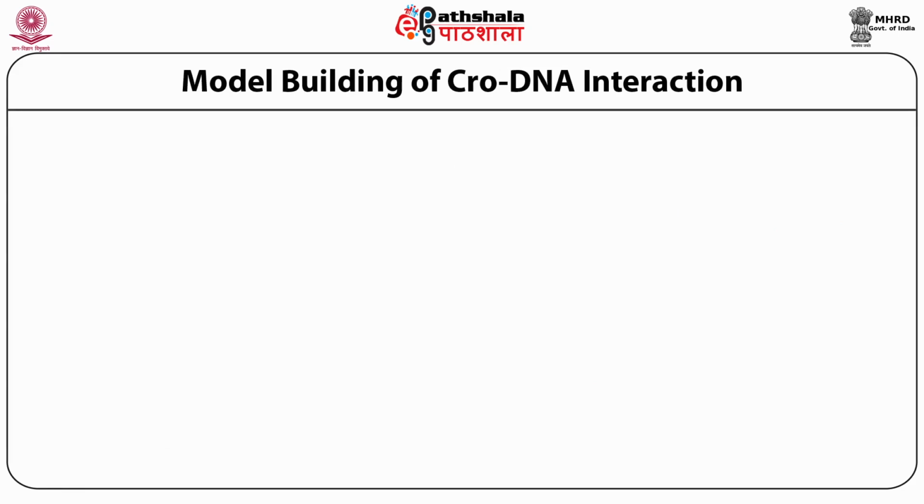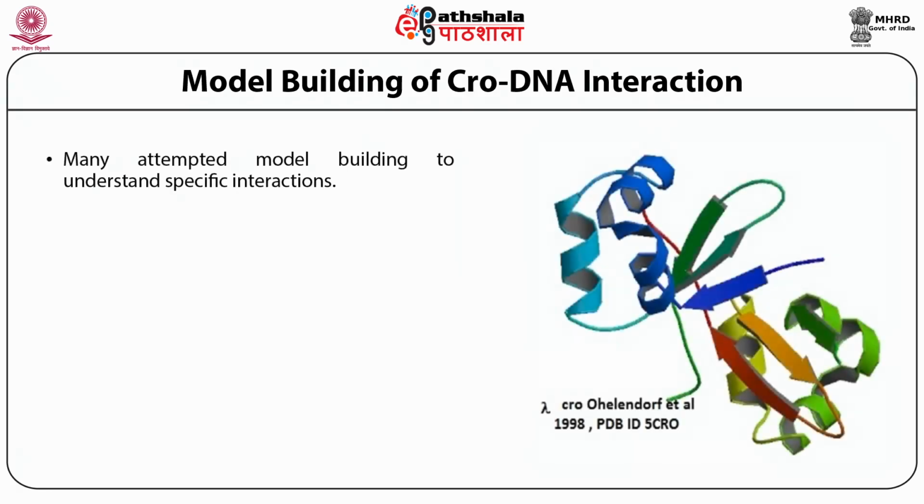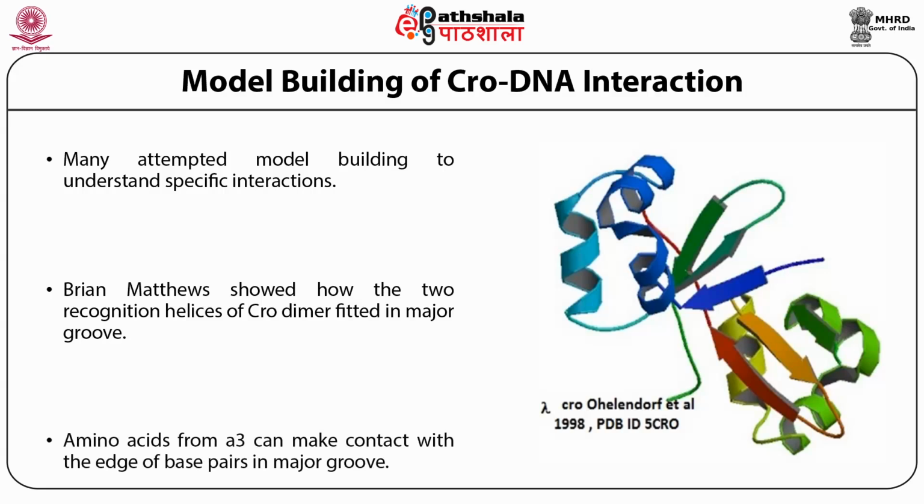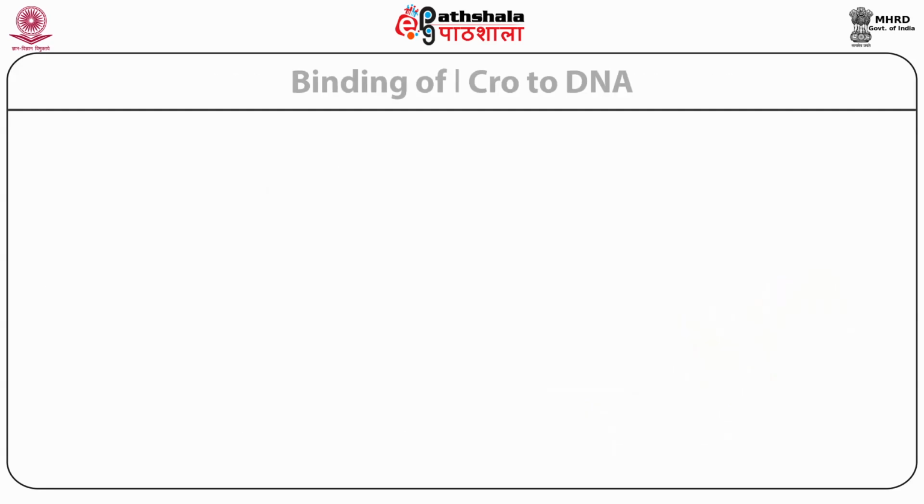It was very difficult to co-crystallize proteins with DNA in the initial stages. So, model building of Cro-DNA interaction was attempted. Brian Matthews showed how the two recognition helices of the Cro dimer can be fitted in the major groove of DNA. Amino acids from the alpha 3 helix can then make contacts with the edge of base pairs in the major groove.